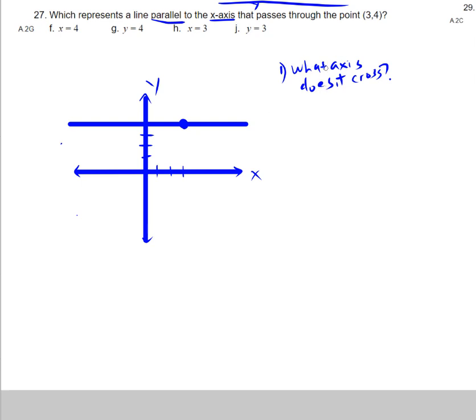So what I mean by that is this. What axis does it cross? Well, this line crosses the y-axis. So that tells me it's going to be y equals. If it had crossed the x-axis, it would have been x equals, right? But it crossed the y-axis, so it's y equals. And this only works for horizontal and vertical lines. So once again, because it's a horizontal line, it crosses the y-axis, so it's going to be y equals. The second question I need to ask is, where does it cross the y-axis? The place it crosses the y-axis is right here at 1, 2, 3, 4. So it crosses the y-axis at 4, so my answer is y equals 4.